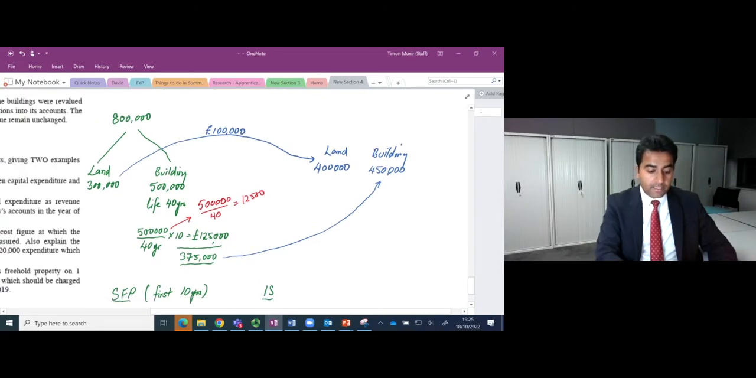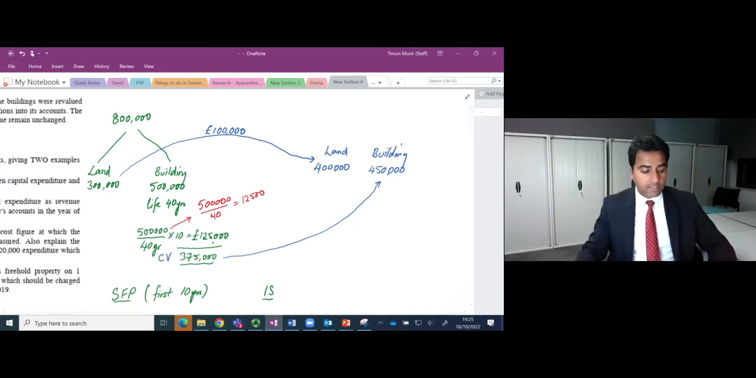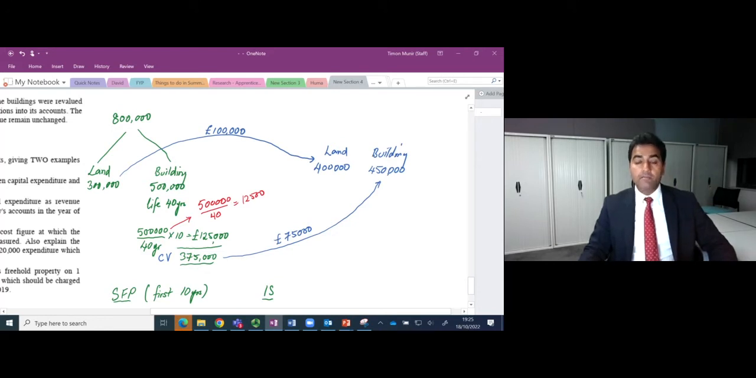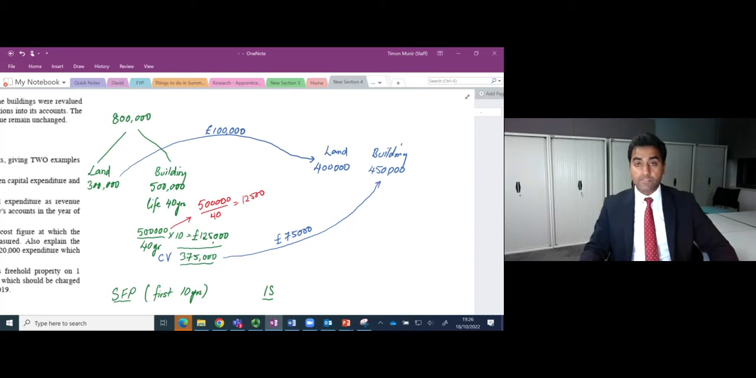So if we compare it with the carrying value of 375, it has gone up to 450. So there is an increase of £75,000. Bear in mind that if I compare this 450 with the original value of the building, which was 500, it is still lower. Compared to the carrying value, it has gone up, but it is still lower than £500,000. So I'm going to show you how to record that.